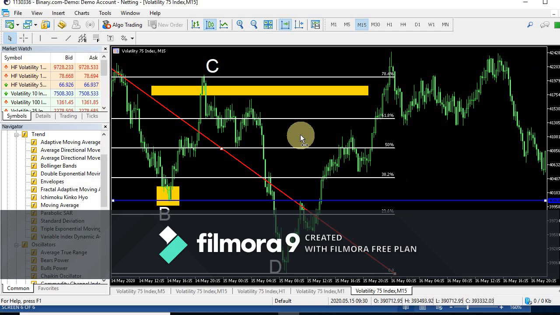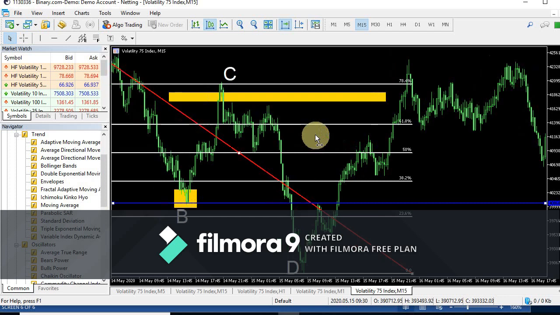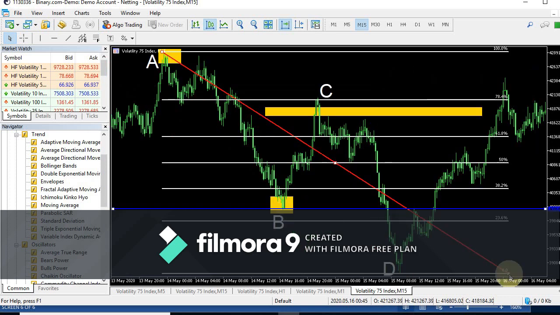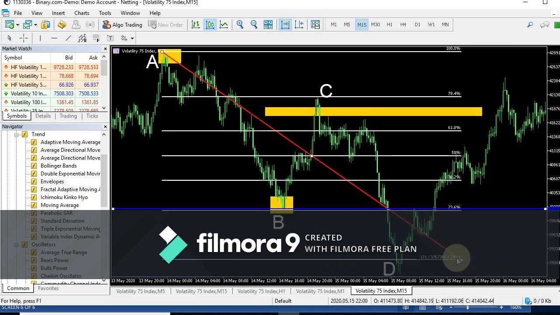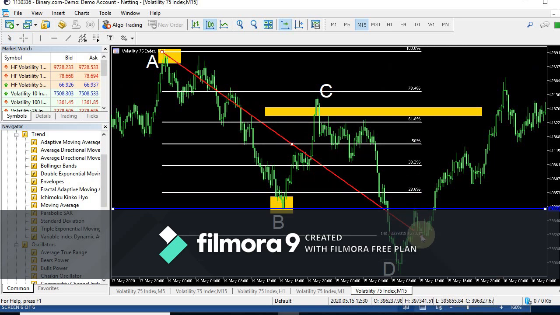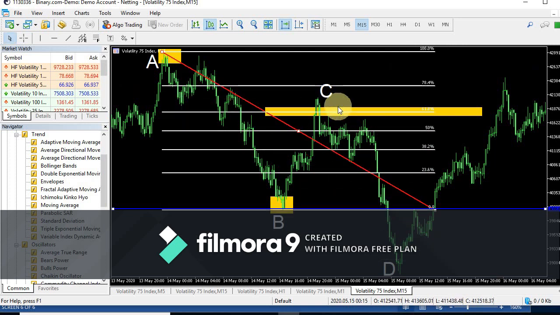Price consolidated and ranged before turning down. So Fibonacci retracement levels act as levels of support. Like you can see what happened when price came down to this level. It had a support here before bouncing up to this level and then coming down.